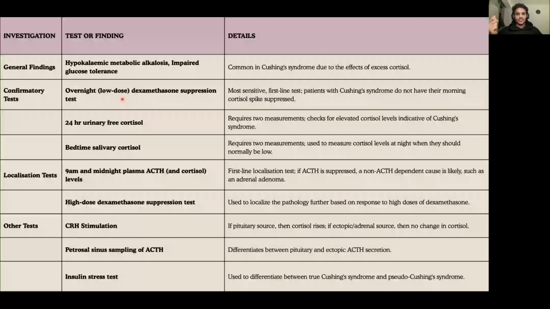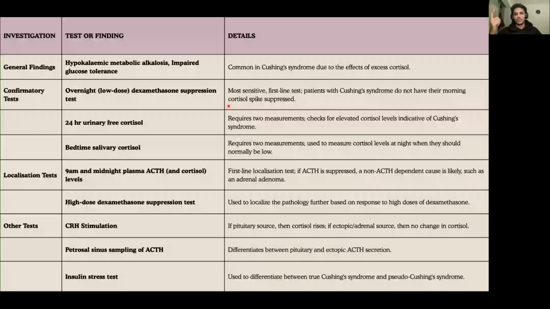And cortisol has a diurnal pattern, so you'll see cortisol highest in the morning and lowest at night. These patients will not have their morning spike suppressed as you would expect if you gave them dexamethasone. You'd expect the body to react by not producing even more, but it produces it anyway, because there's also production of either ACTH or cortisol itself.